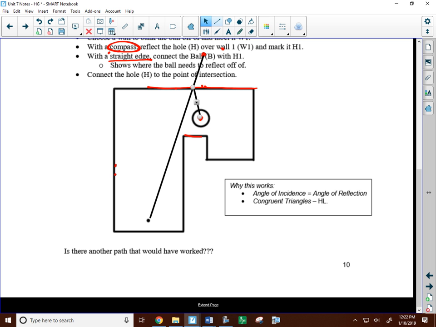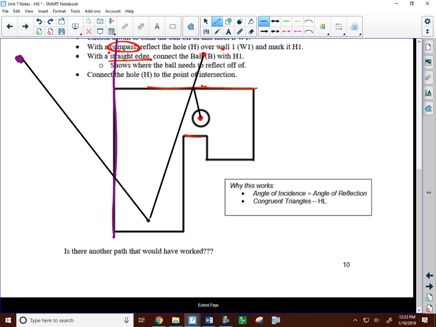Now, if you want to bank off of two walls, let's say I want to go off this wall. I have to reflect this point over this line, and then I could aim right here, and it would bounce off of that and go up there. Well, I don't think it would do that. It'd bounce off of that and go up there and then down in there.